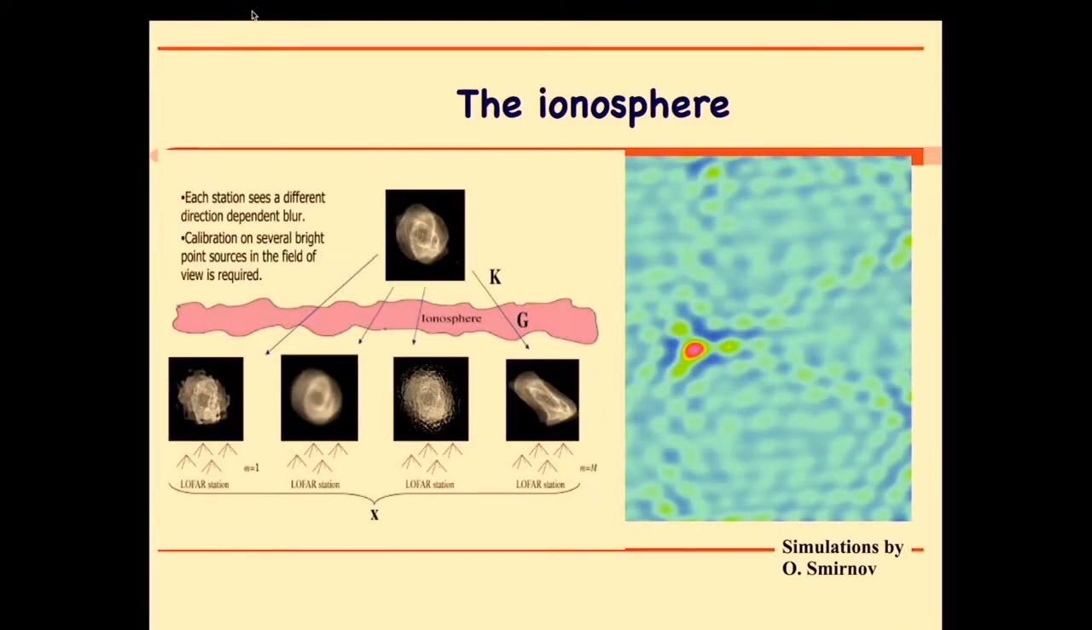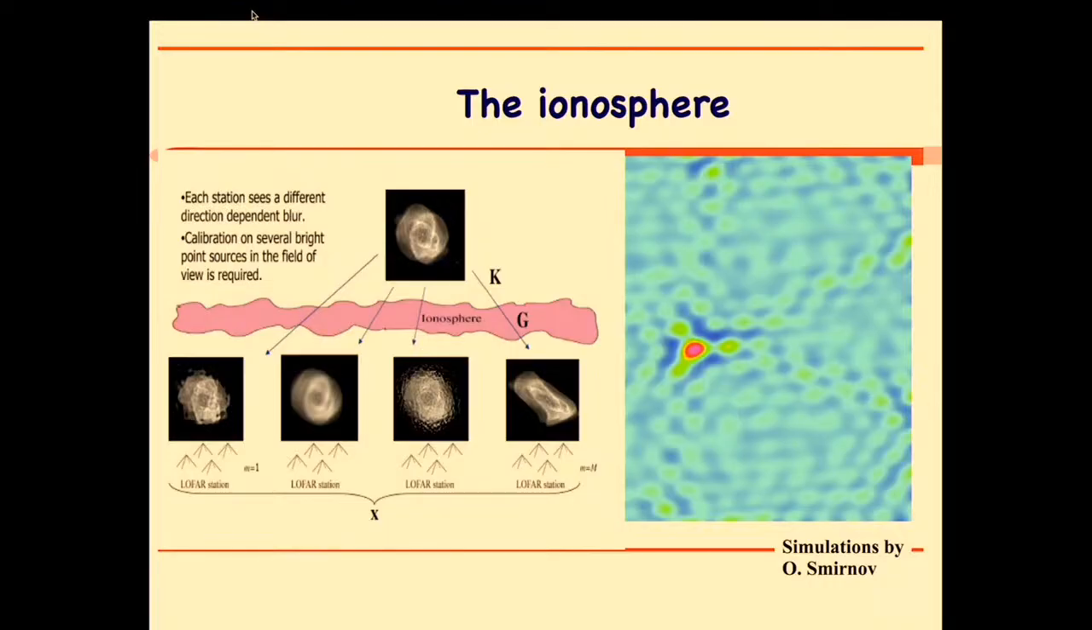And why is that so complex? Because of our ionosphere, and that makes the calibration problem much more difficult. Our ionosphere changes all the time. So if you look at the same object from different sides of the ionosphere, you see completely different things, right? Because the ionosphere basically changes the refraction index, and you see different stuff.